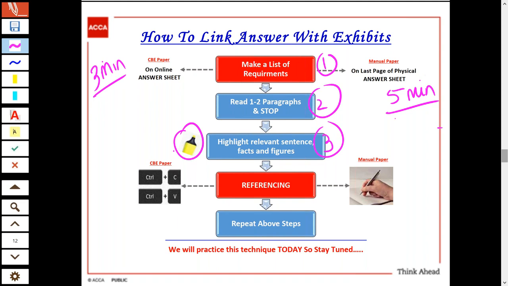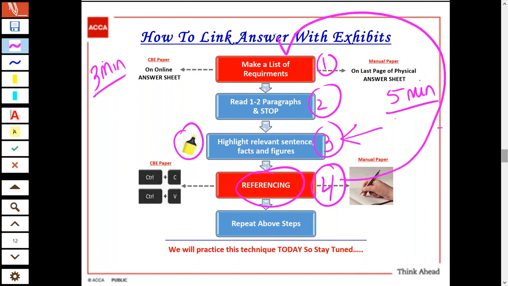Now, once you have highlighted, then the fourth step, the most difficult step, which you need to learn, is what I call referencing. What is the meaning of referencing? Those of you who have worked in an audit firm would know, referencing simply means that you write the question number in front of that paragraph. So if you go back to step number 3 and you have highlighted something, obviously you feel that that highlighted information is important. So now the next thing you need to decide is, where will you use that sentence, in which question? So then for that, you will go back to your list of requirements, you will take a quick look, and then you will write the requirement number or the question number in front of that paragraph.